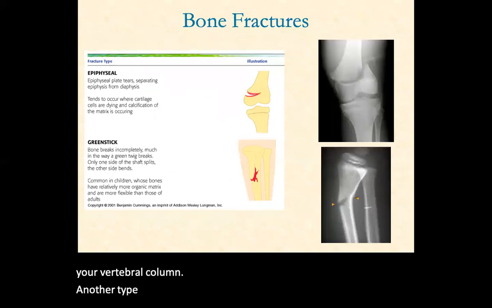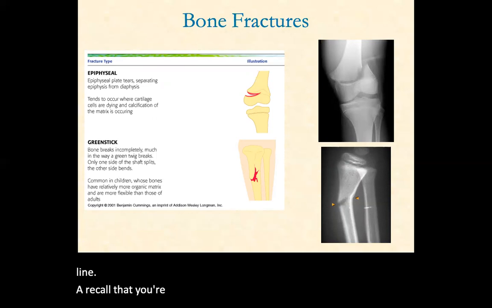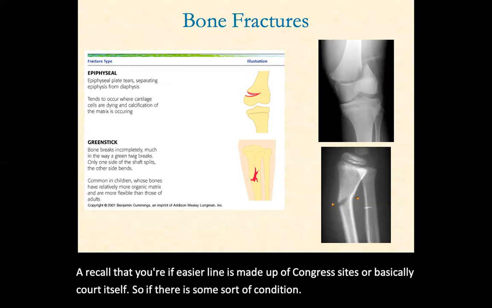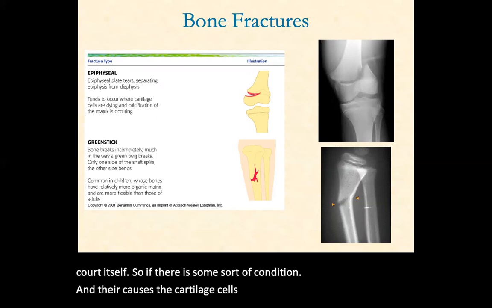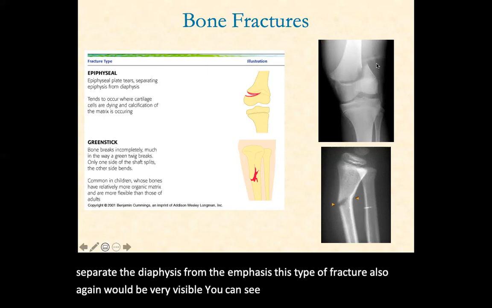Another type of fracture we have is called the epiphyseal fracture. As the name implies, this fracture is associated with your epiphyseal line. Recall that your epiphyseal line is made up of chondrocytes, or basically cartilage cells. So if there is some sort of condition that causes the cartilage cells to die, then it is relatively easy to separate the diaphysis from the epiphysis. This type of fracture, again, would be very visible. You can see the epiphysis in the X-ray clearly separated from the diaphysis of the bone.